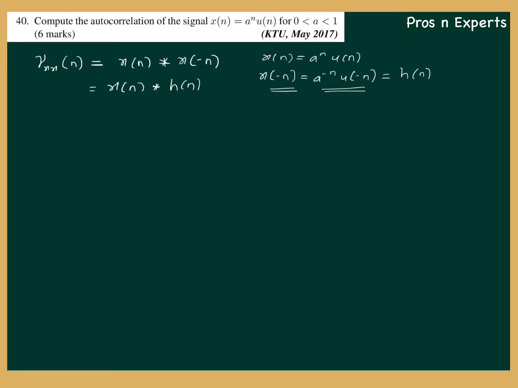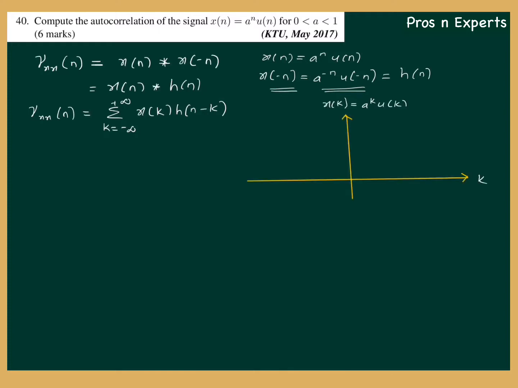Again, let me tell you, this is to compute gamma x of n is equal to sigma k equal to minus infinity to plus infinity x of k into h of n minus k. That is the expression we need to evaluate. So we need to find out x of k, then h of k, then h of minus k, and from h of minus k, h of n minus k ultimately. Okay, so let us see what x of k is.